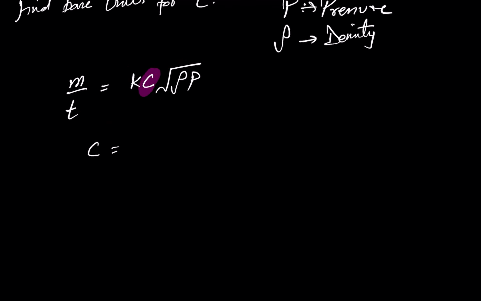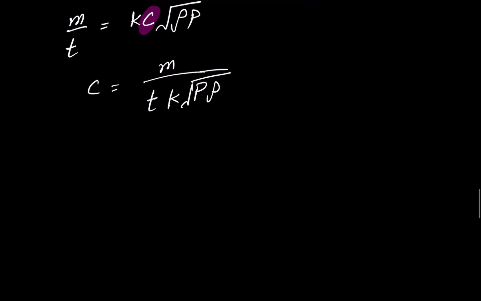So C can be written as m divided by t is already there, so there come k and under root p into rho. Okay, so we have to put the units. C is unknown, so you don't have to write down anything. For mass it is kg. For time it is second. K does not have any units. Okay, so under root P and rho.